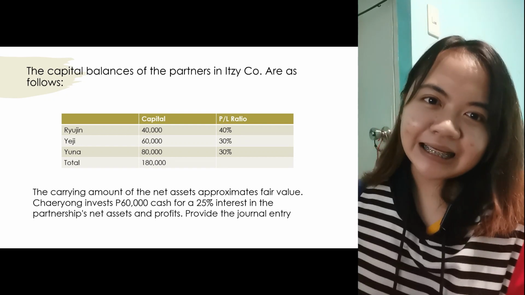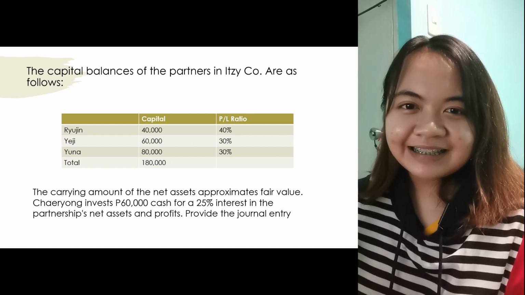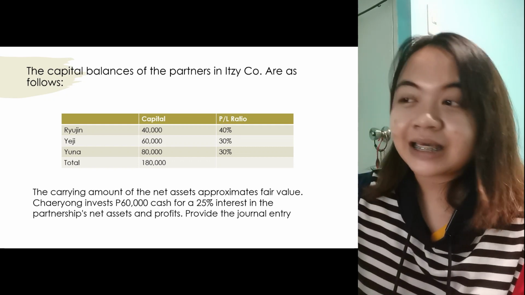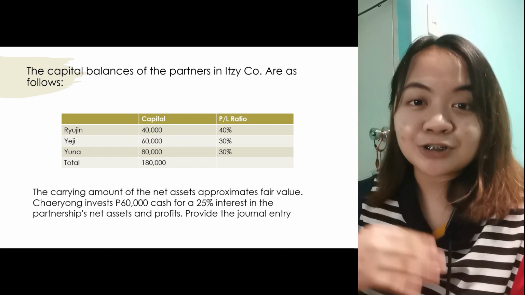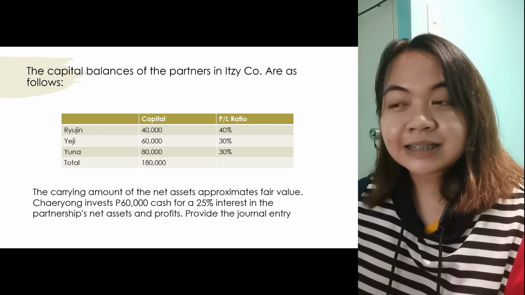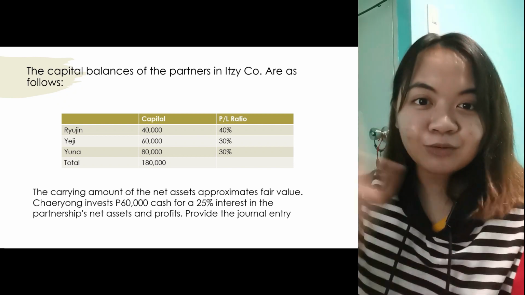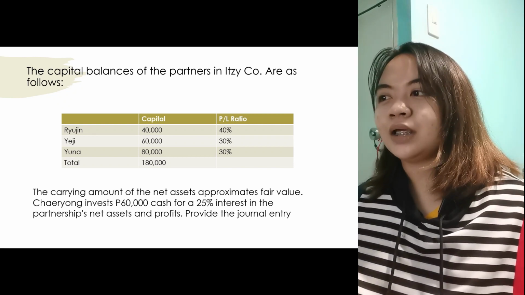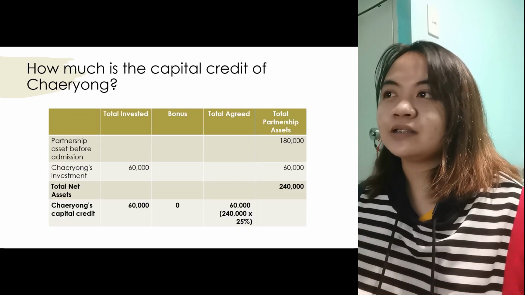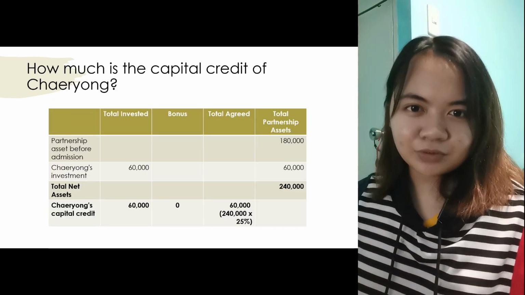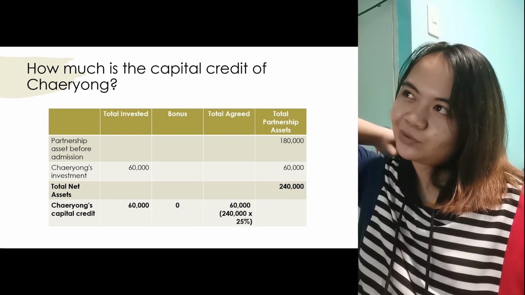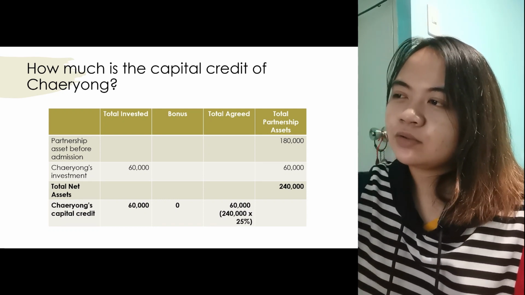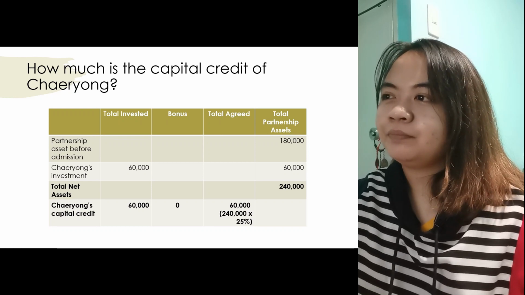So, yan. Kita mo sa problem, yung isa kanina, purchases the capital interest of the partners. Ito, invest 60,000 cash for a 25% interest in the partnership's net assets and profits. Kasi kapag nag-problem solving ka na, maghahalo-halo na yung mga scenarios na yan. Okay, so, let's look. How much is the capital credit muna of Cheryong? Kasi binili daw niya for 60,000. Okay? So, let's look at total invested portion.